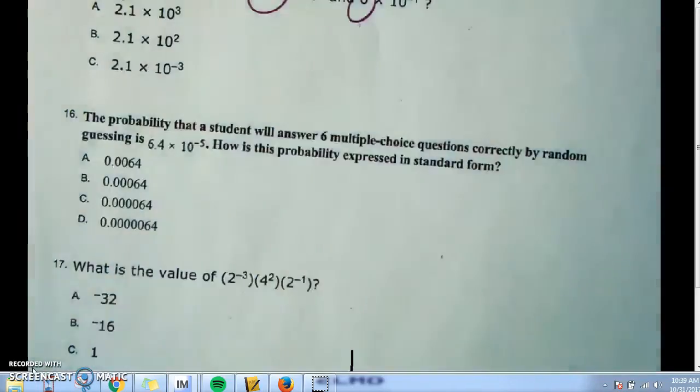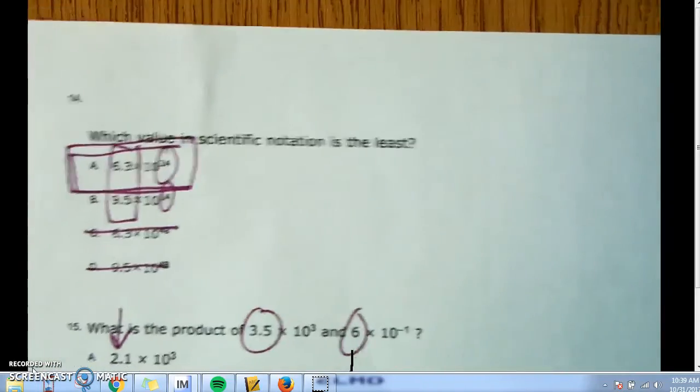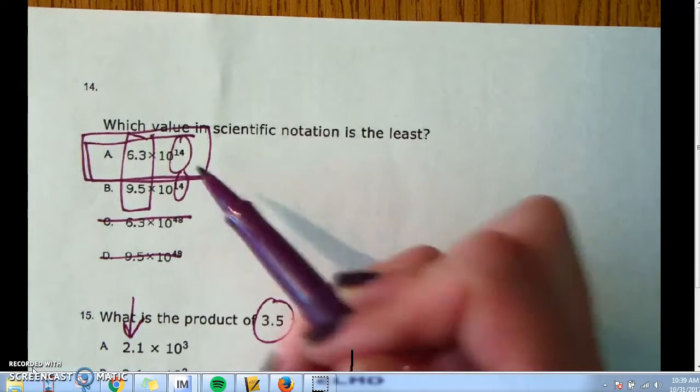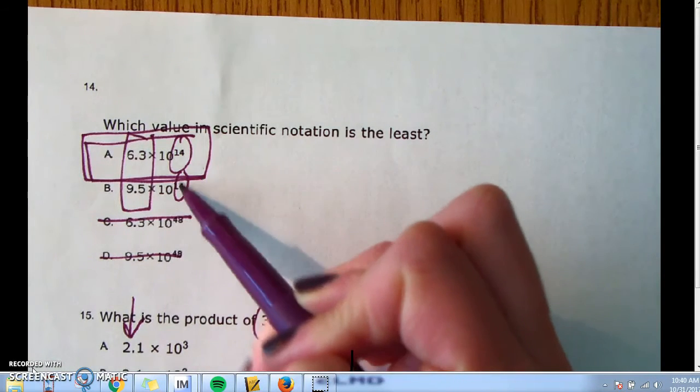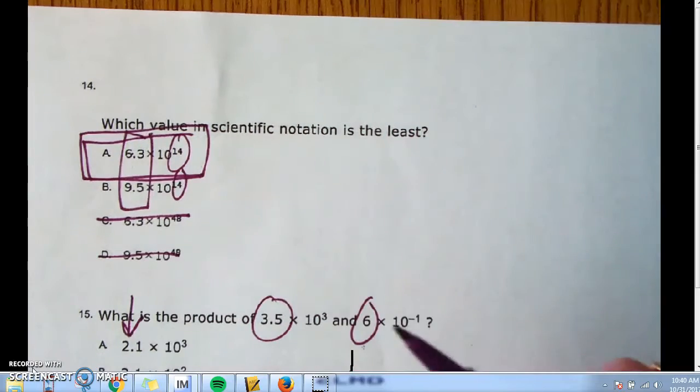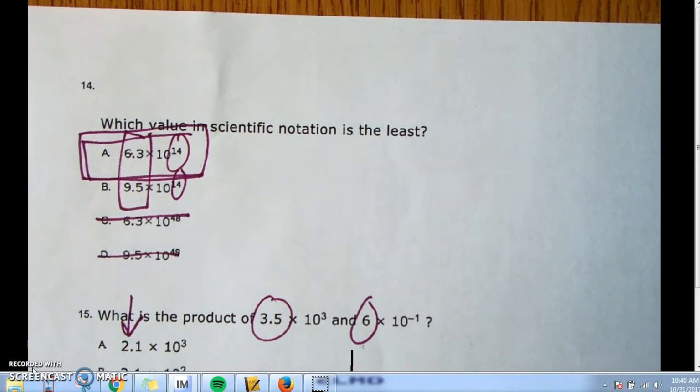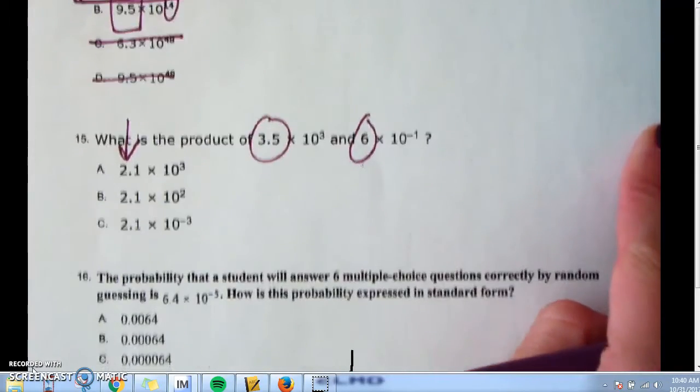So now let's look at number 14. I started on this one too. This is the smallest scientific notation because these are both 14, the exponents, but 6.3 is smaller than 9.5. So A is your answer for number 14.